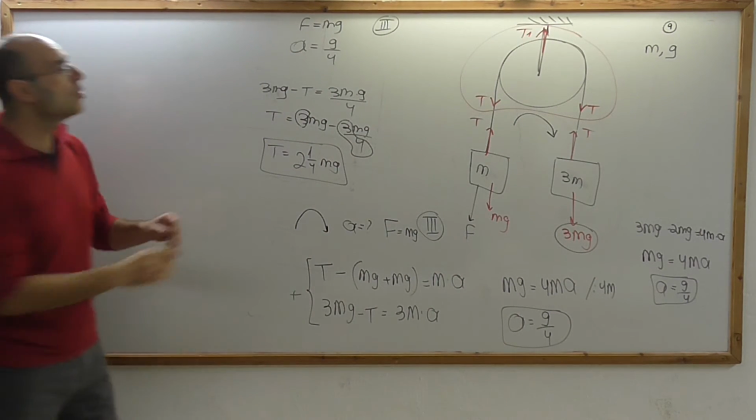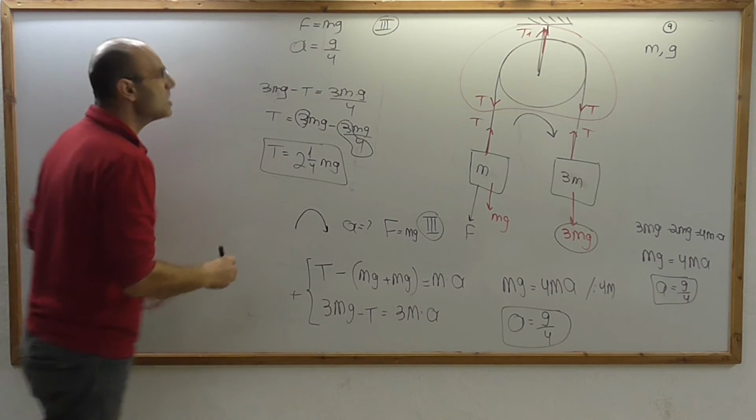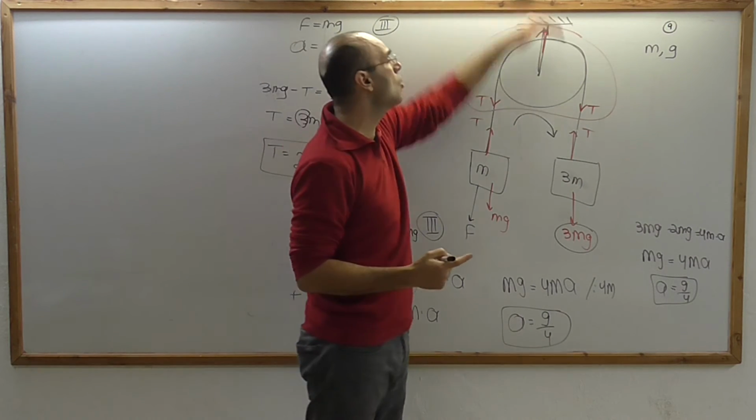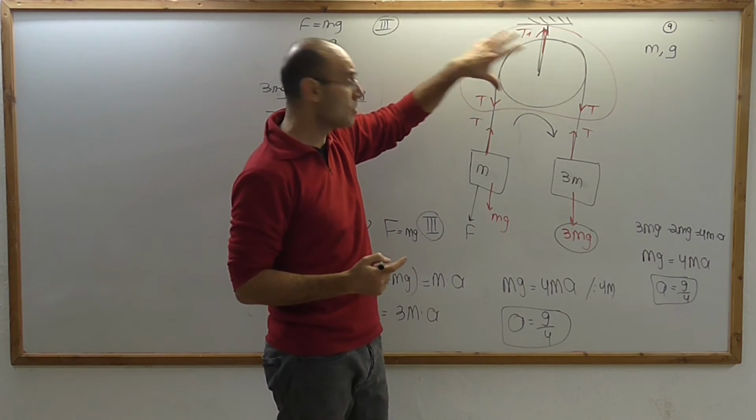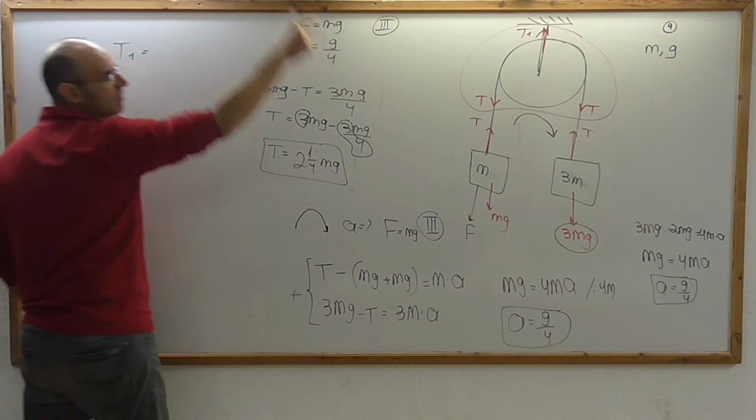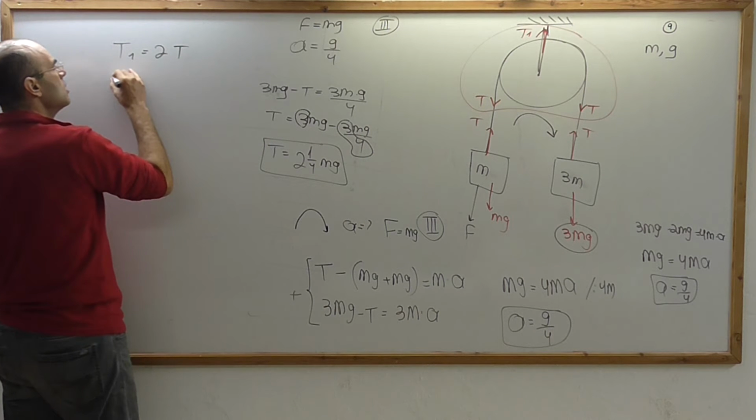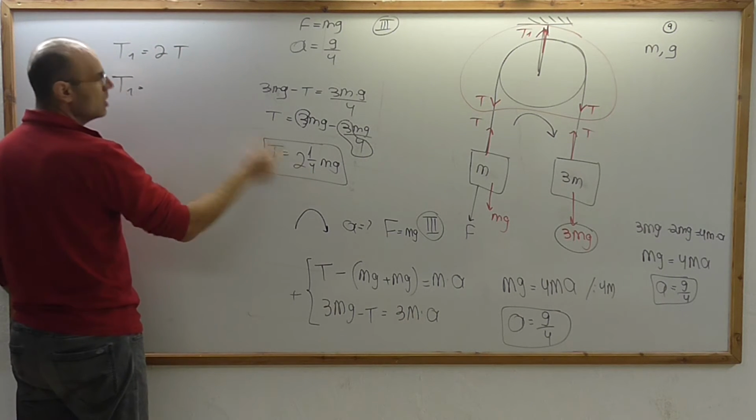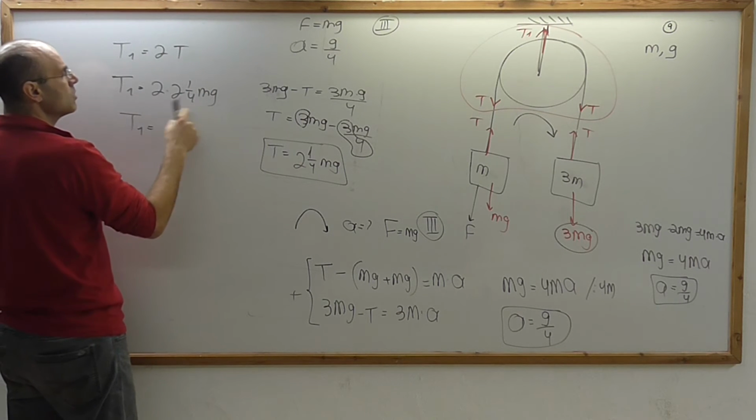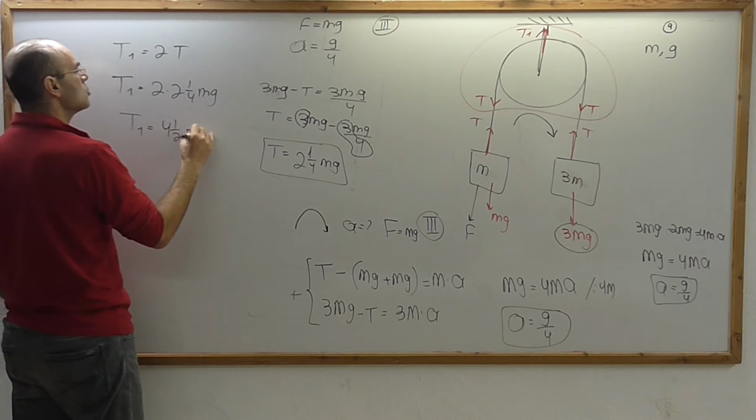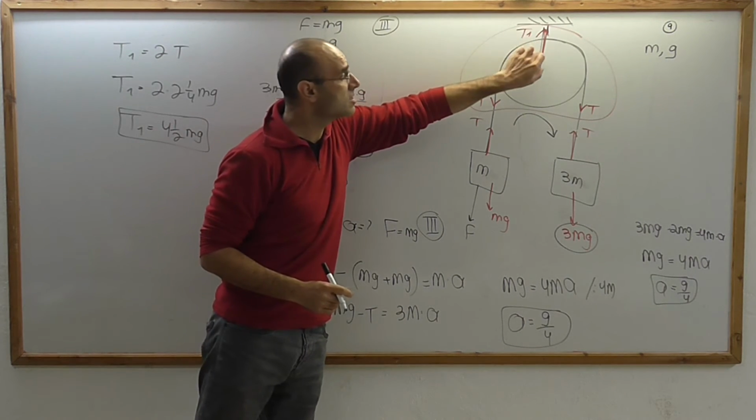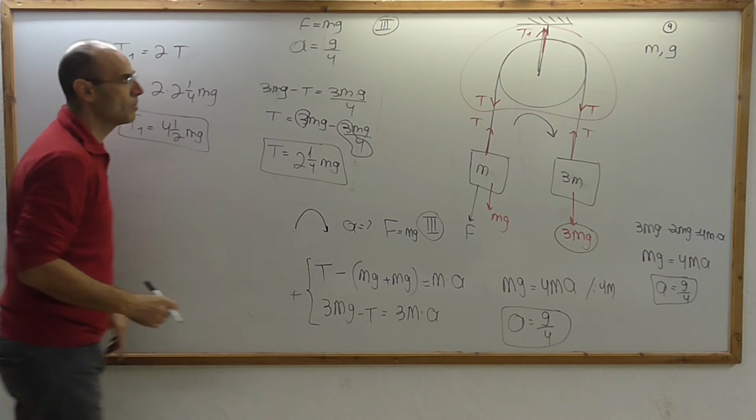And I want to know this one. So this one will be according to the first law, because the pulley doesn't go up nor down. It remains in its state. So T1 must be equal to T plus T, 2T. So T1 must be equal to 2 times 2 1/4 mg. So T1 must be equal to 4.5 mg. So this is the way to deal with this rope if I am asked to do so.